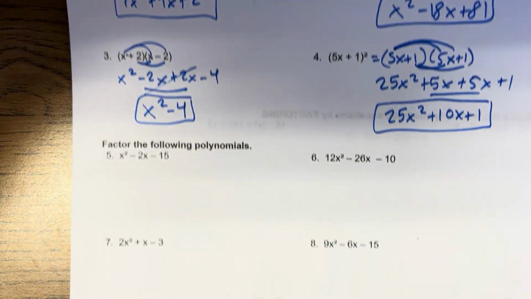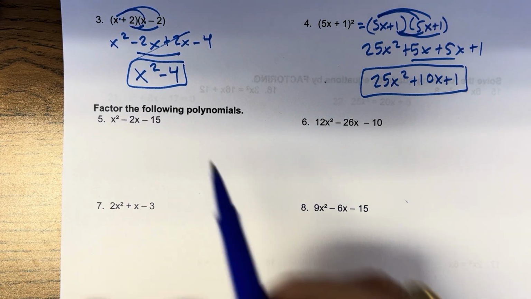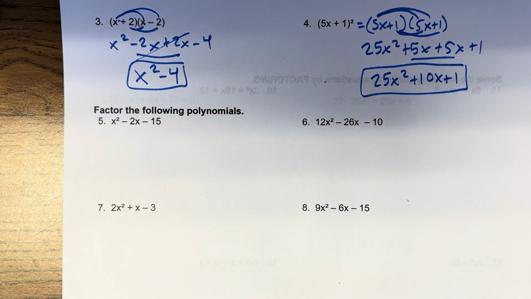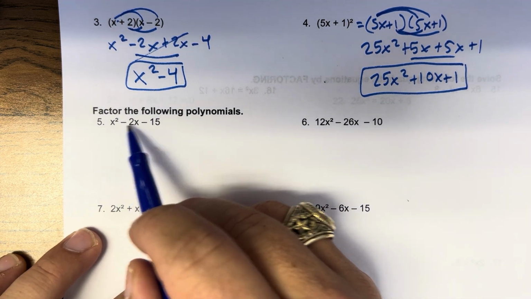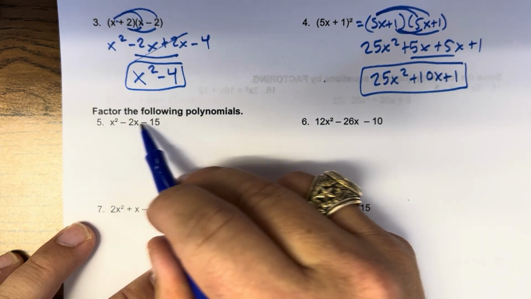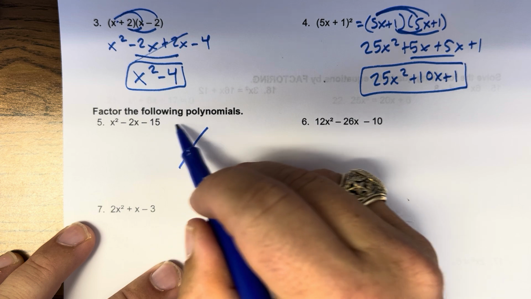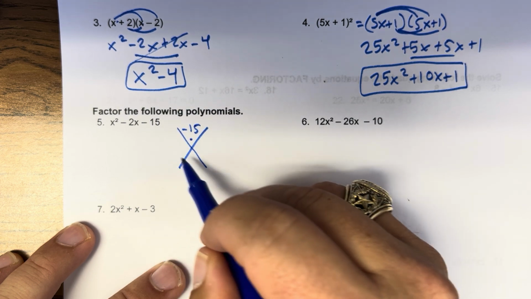All right, number 5. Now we're going to be factoring. We're not solving. There's no equals. And so we're just factoring on this one. And so for this, we've got 3 terms. So I'm going to go into my x method. There's no GCF. And so I'm going to multiply to negative 15 and add to negative 2.